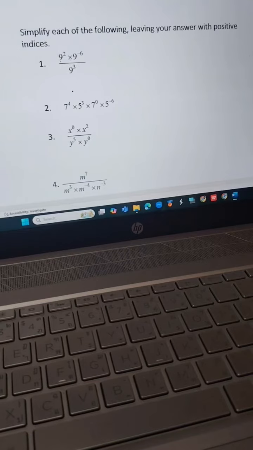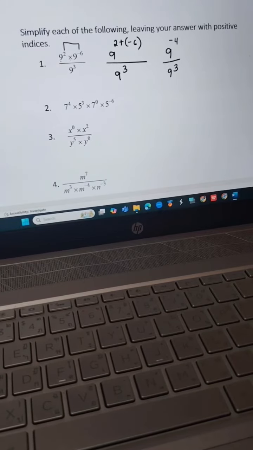To simplify each of the following, leaving our answers with positive indices. Number 1, example: 9 squared times 9 raised to negative 6 all over 9 cubed. So we are going to add the exponents of this. Just copy the base, raised to 2 plus negative 6, all over 9 cubed. Okay? If they have different signs, we just get their difference and copy the sign of the bigger number. So it becomes 9 raised to negative 4 all over 9 cubed.